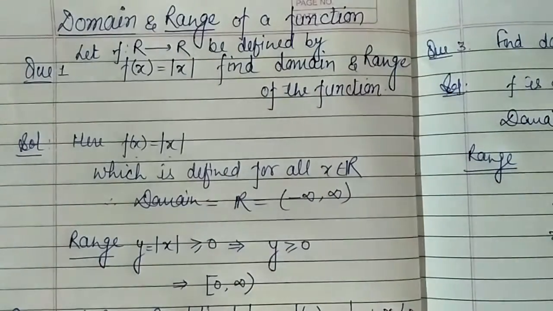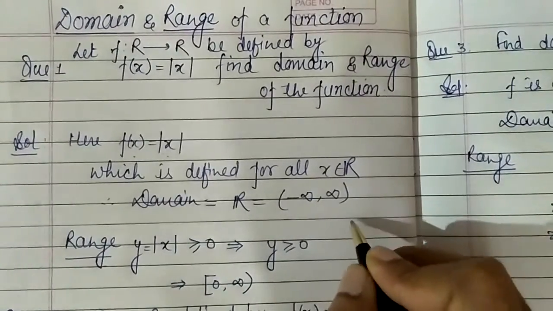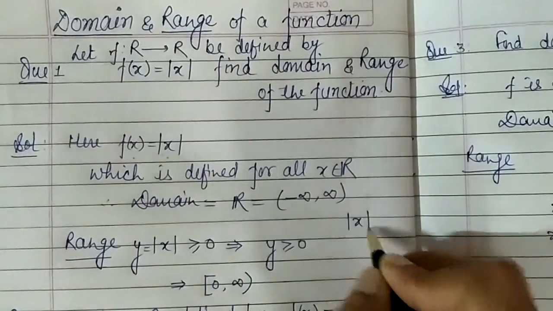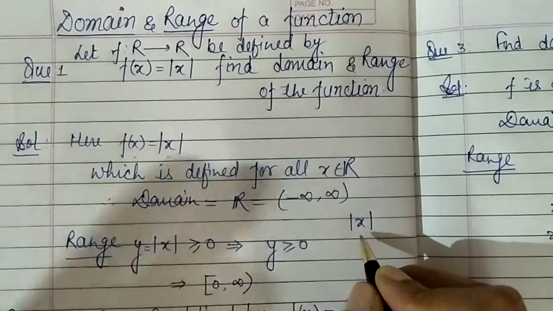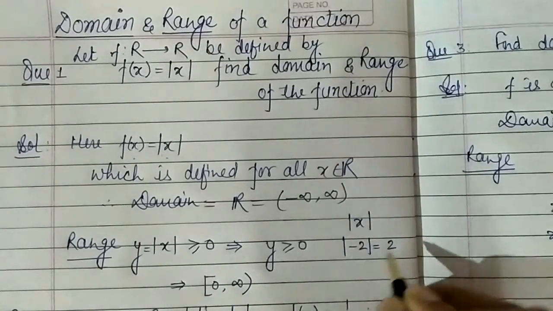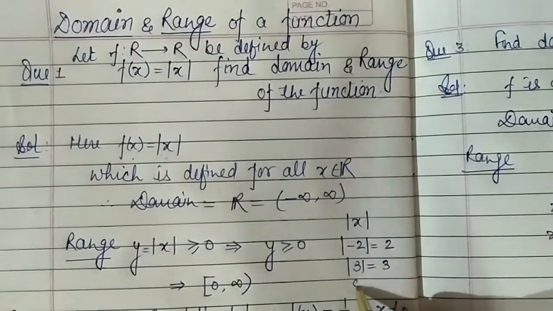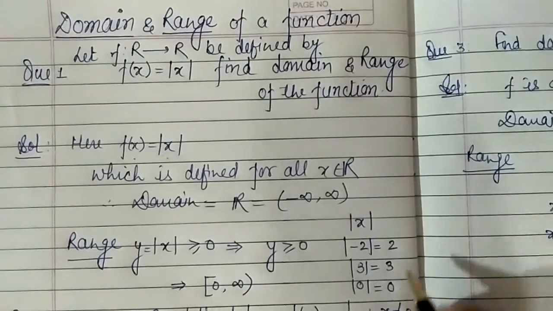Range means the values of y. Means whenever we put the value of x in f and we get the value of y, the collection of all the values, f values, is called range. See, our function is mod of x. Whatever value of x we put here, if we put minus 2, mod of minus 2 will be 2. If we put plus 3, mod of 3 will be 3. If we put 0, mod of 0 will be 0.